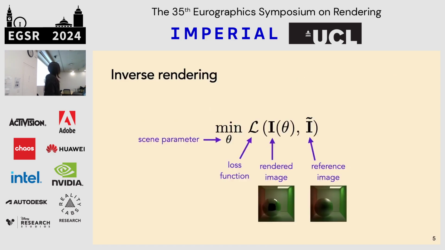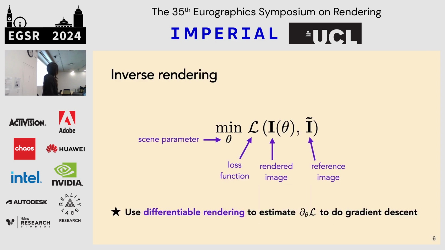We can do this by formulating inverse rendering as an optimization problem. We want to find the value of the scene parameter that minimizes some loss function, which compares our rendered images with reference images. Differentiable rendering allows us to solve this problem by estimating derivatives and then performing gradient-based optimization.